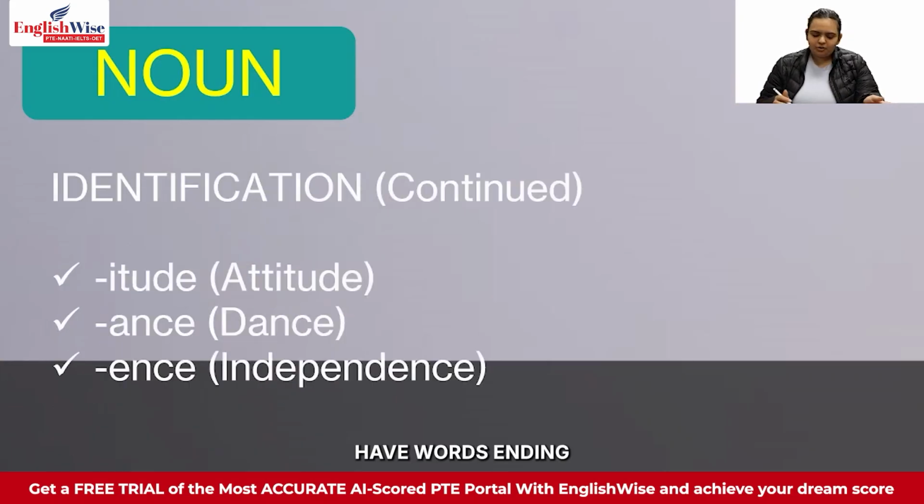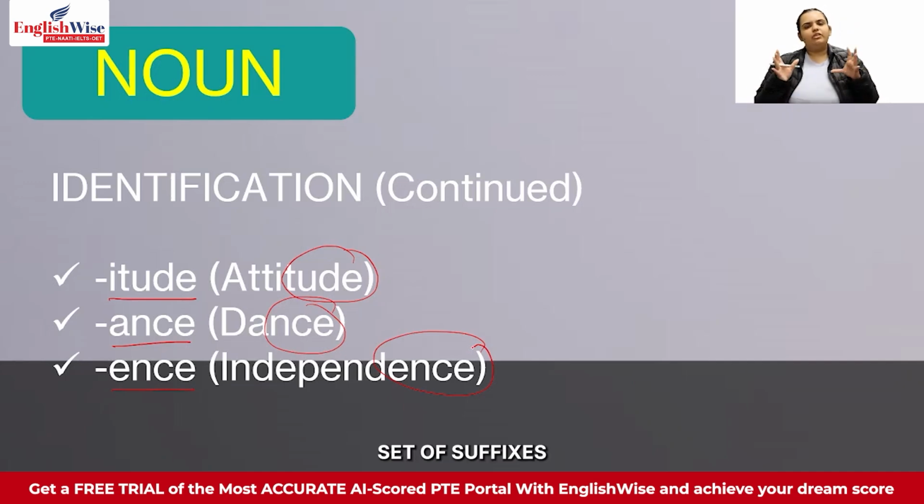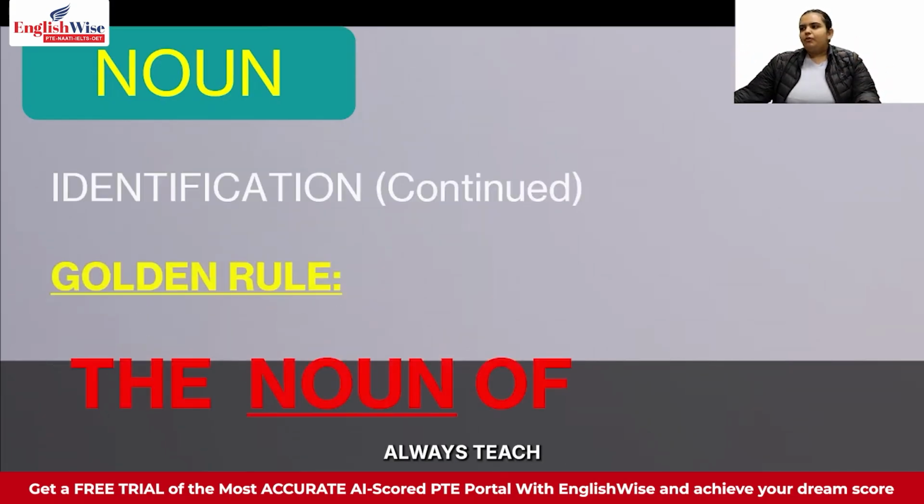Furthermore, you have words ending with ITUDE. I call it ITUde. So words ending with ITUde like attitude, gratitude, are all nouns. Words ending with ANCE like dance are nouns. Words ending with ENCE like independence are all nouns. So these are a set of suffixes that can help you identify which words are nouns in your options or in your passage. Moving forward, I always teach students the golden rule of finding out nouns.